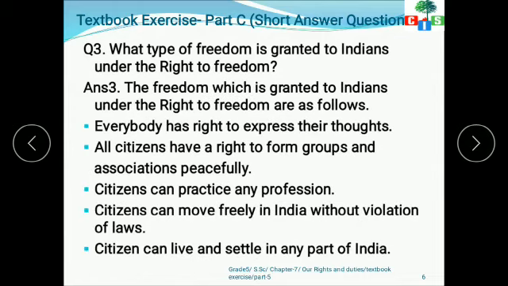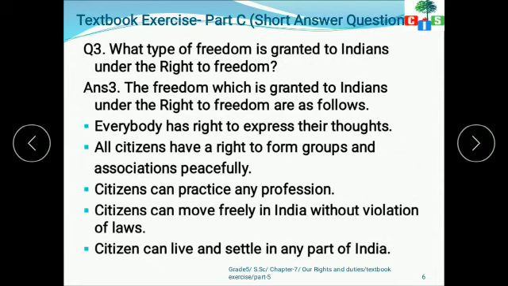The freedoms which are granted to Indians under the right to freedom are as follows. First, everybody has the right to express their thoughts. So anybody can express their thought. Okay. Then all citizens have a right to form groups and associations peacefully. Then citizens can practice any profession. So they can choose any profession of their own choice.